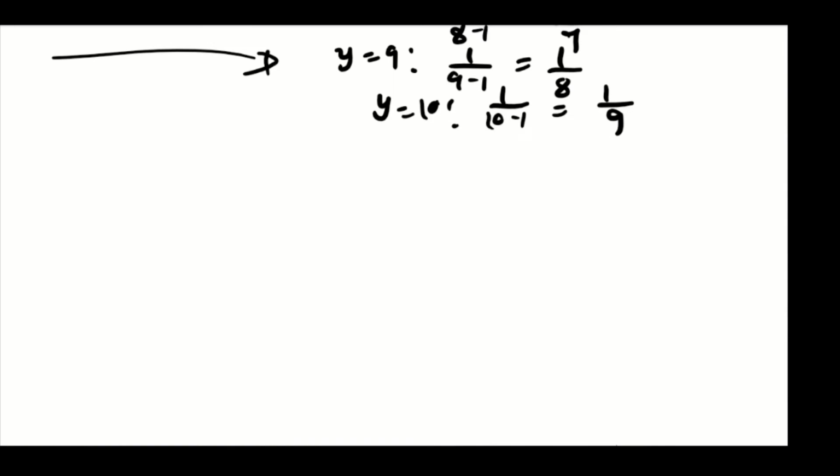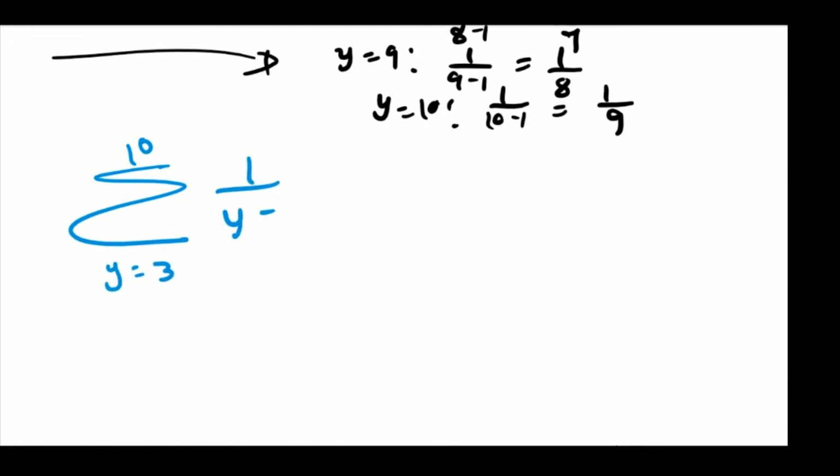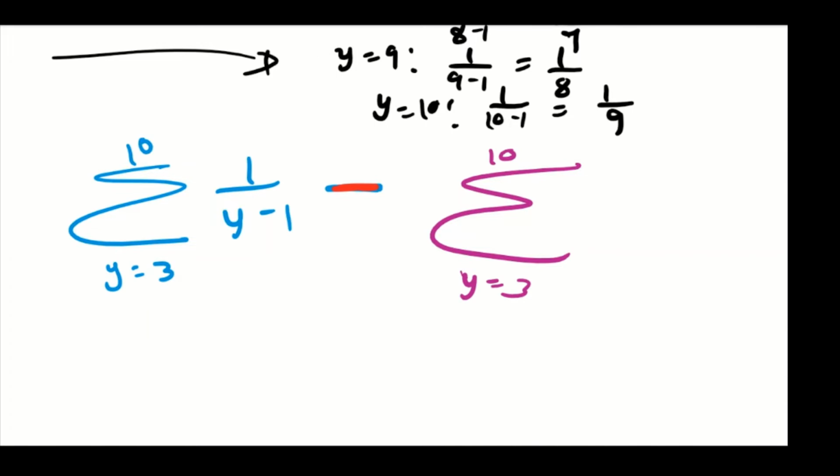Remember, we are saying the first sum of 10 at the top, y equals 3, and then 1 over y minus 1. We are subtracting this sum, let me put a different color, with this second sum, 10 at the top, y equals 3, 1 over y. Okay, sorry, this is actually 2. And then this is minus 1. Right, so we are subtracting these two sums.